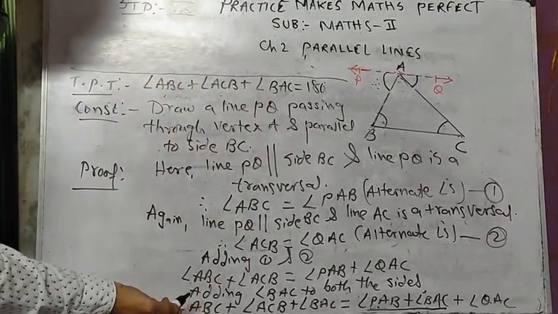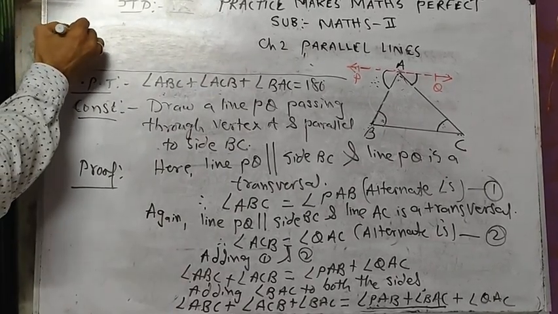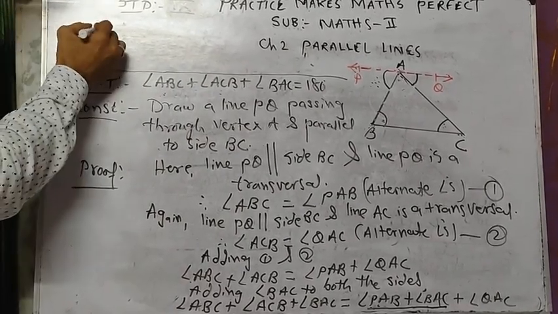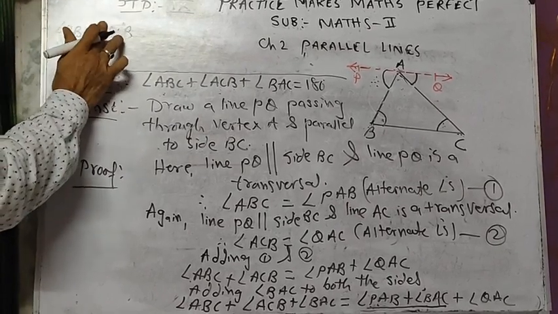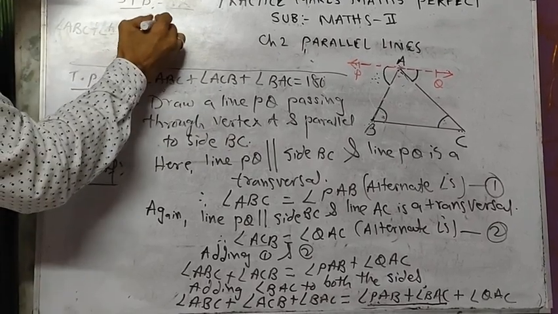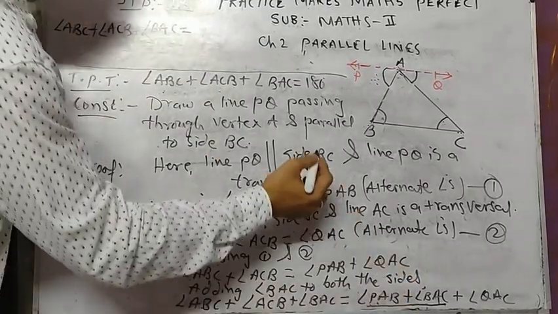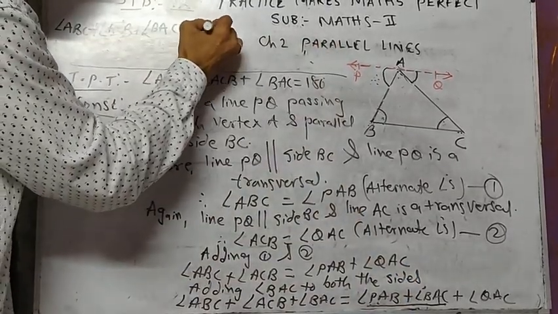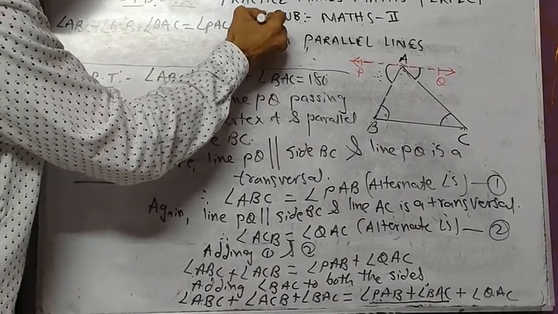Okay, after this you will come here. Angle ABC plus angle ACB plus angle BAC is equal to angle PAB plus angle BAC. You will get angle PAC plus angle QAC.